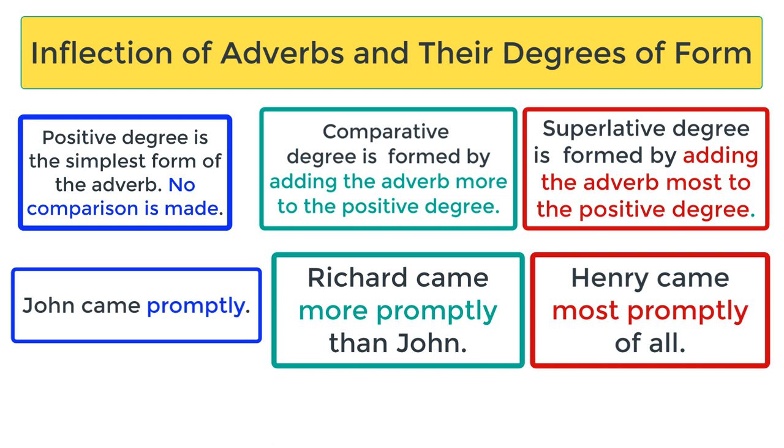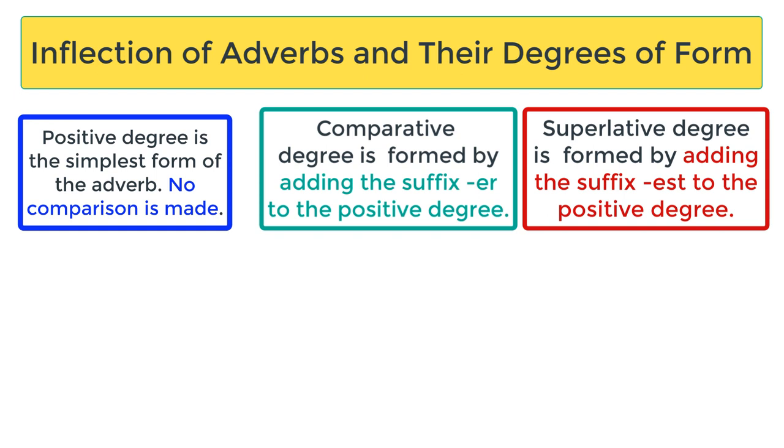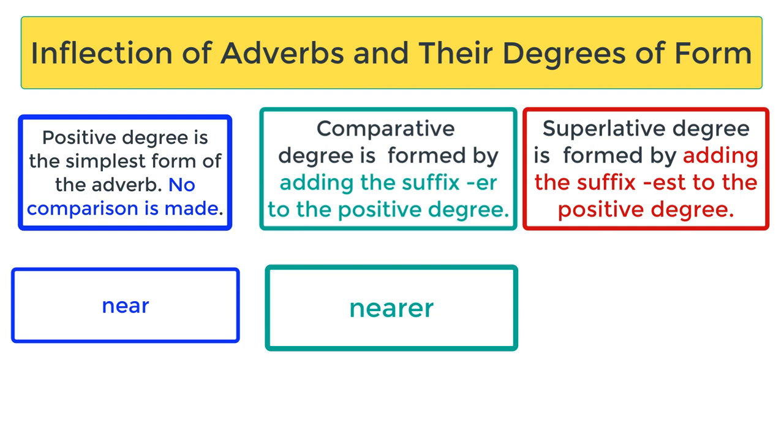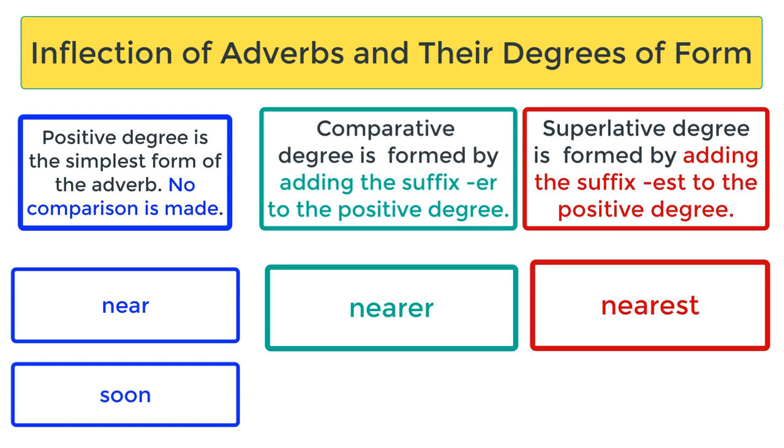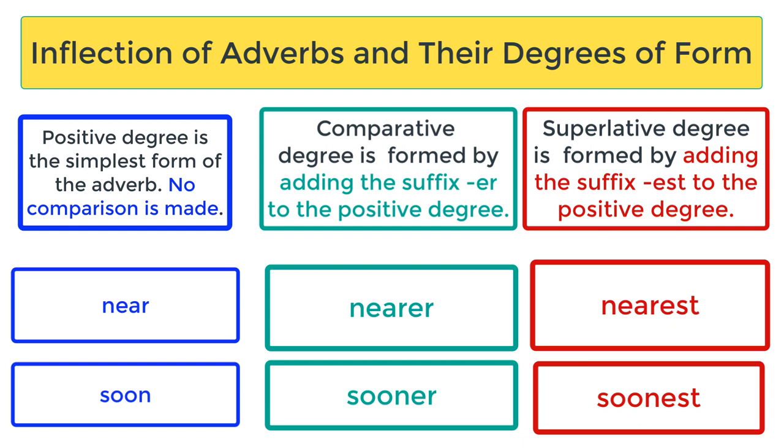And a few adverbs are compared by means of the suffixes er and est, such as near in the positive, nearer in the comparative, and nearest in the superlative. Soon in the positive, sooner in the comparative, and soonest in the superlative.